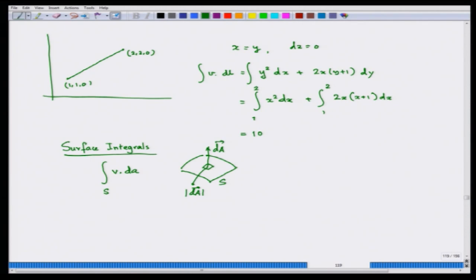So, we will just take an example here. Take an example of a V vector. Now, I want to find the surface integral of this over a cube, a cube whose length, breadth and height are 2.